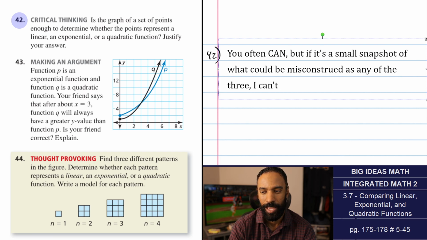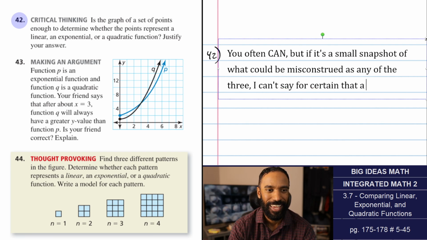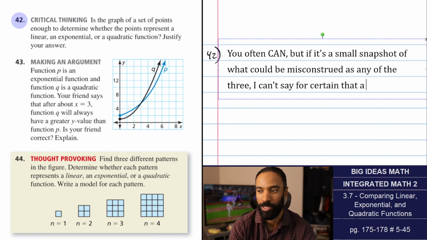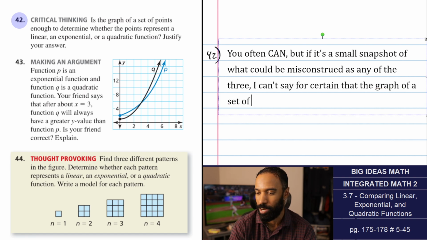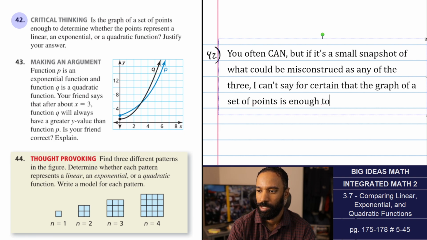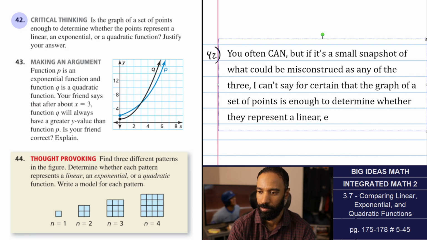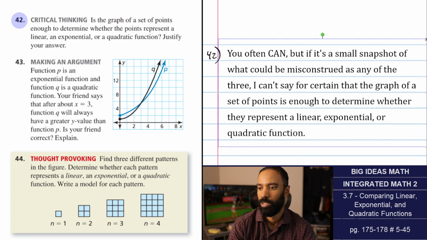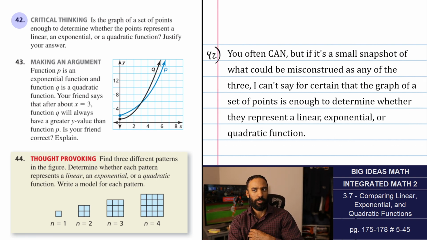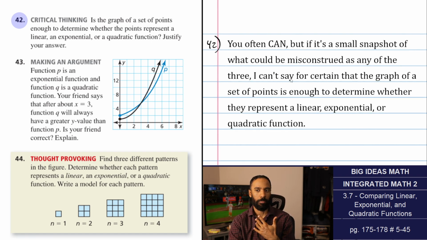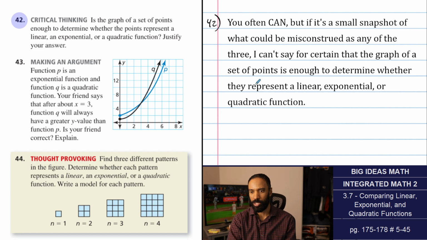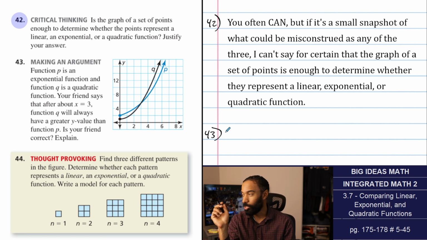I can't say for certain that the graph of a set of points is enough to determine whether they represent a linear, exponential, or quadratic function. Okay, that's my spiel with it. Obviously, the first sets that they gave us were very complete. They wanted us to get an answer off it, and it seemed to make more sense. The other ones later, they're like, we'll challenge you, right? If they give us 2 points, could be any of them.